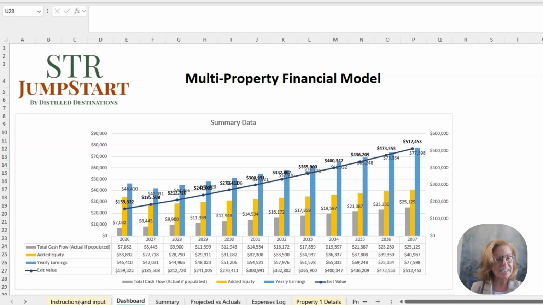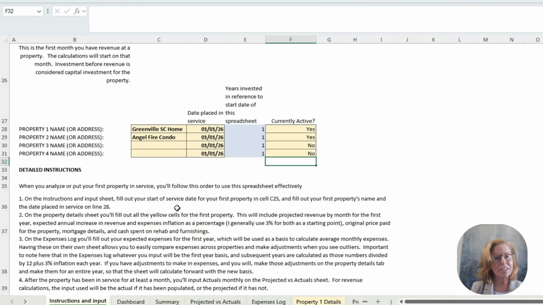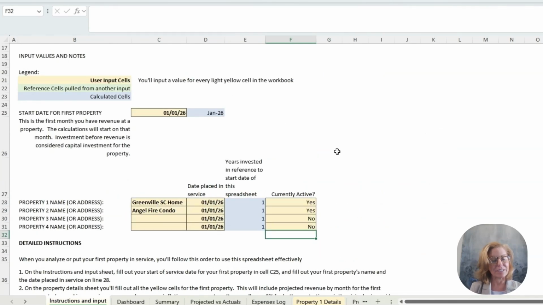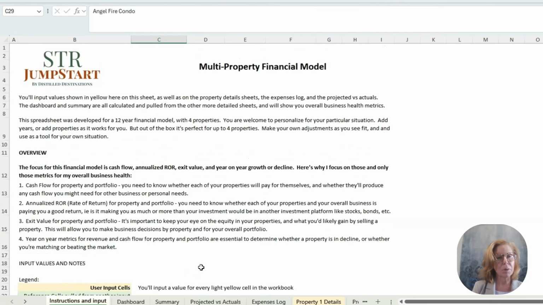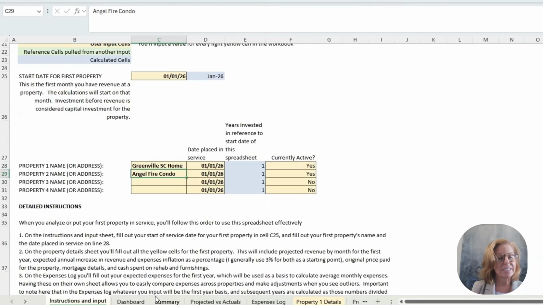What we've done is take two properties that we've already talked about in other places in the course, if you happen to be taking the course at the same time, our Greenville, South Carolina home and our Angel Fire condo, and we've put them in this property model right here. So in our dashboard, we'll see the results in a moment.